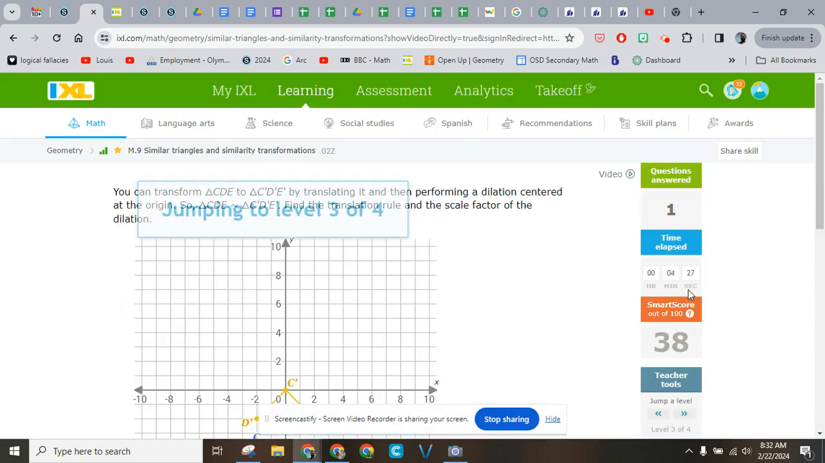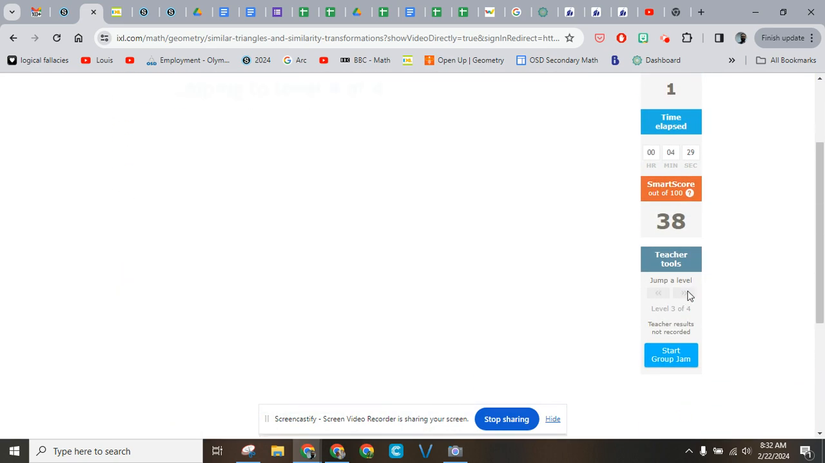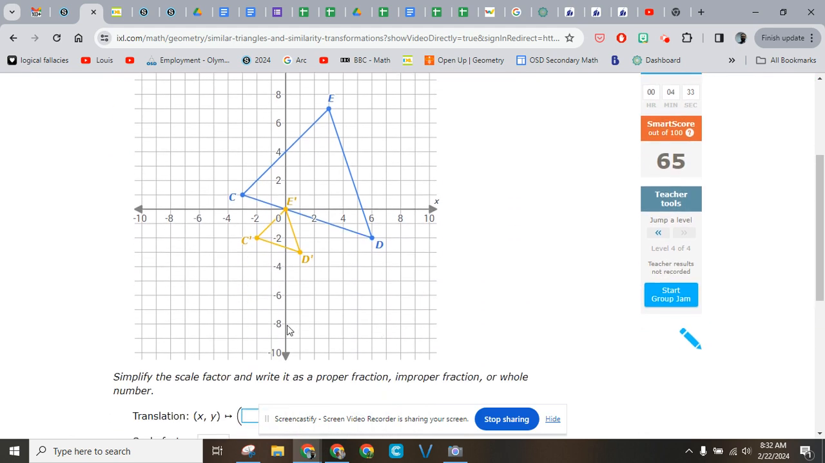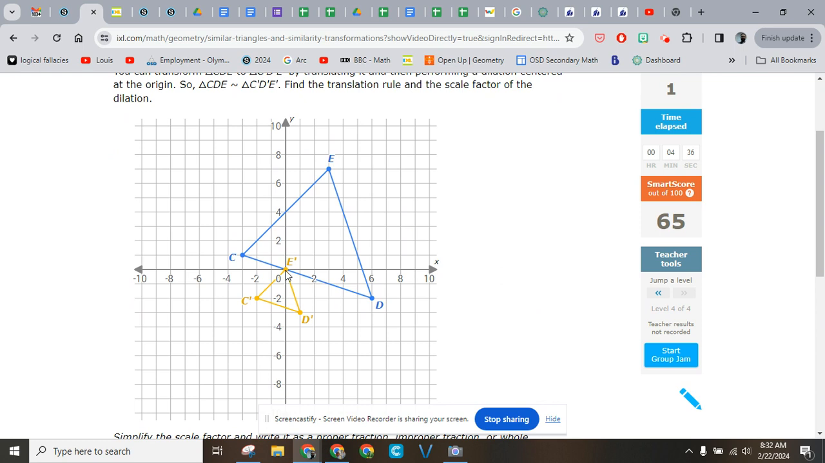What if you have a smart score of 65? What do you have to get to? 70? All right. Okay, move E down there. So that's X minus 3, Y minus 7.